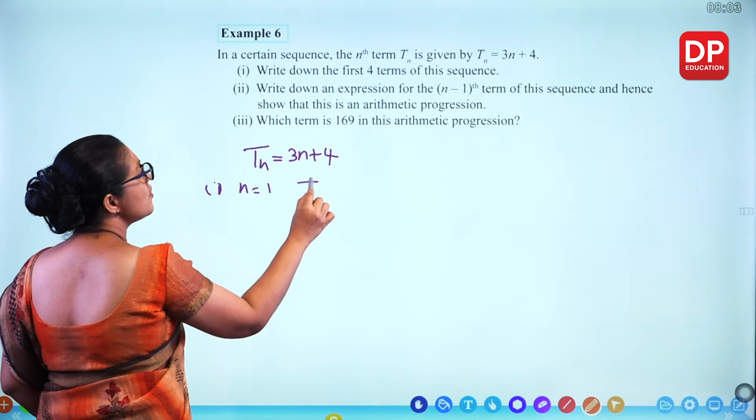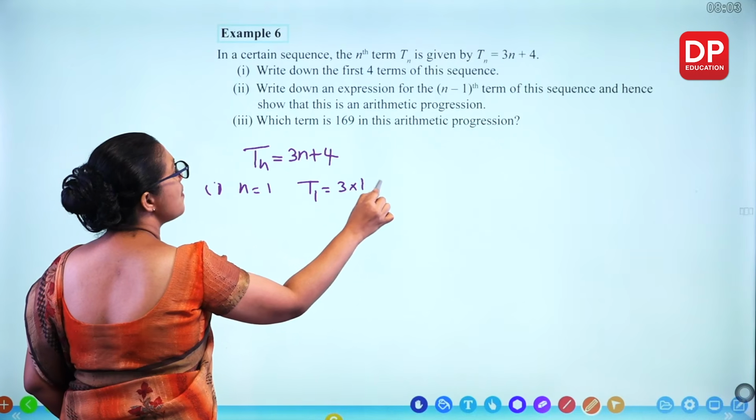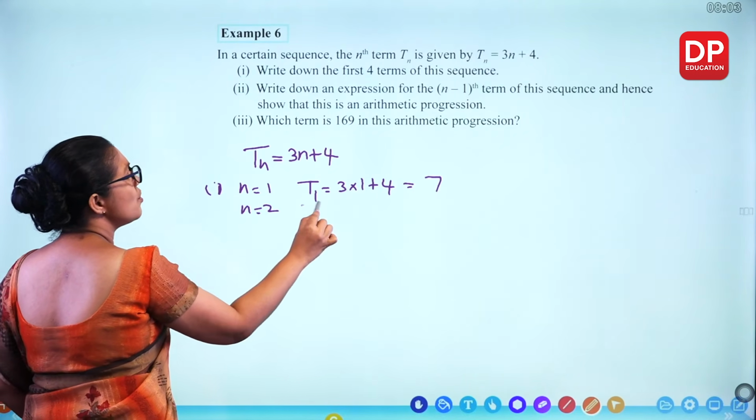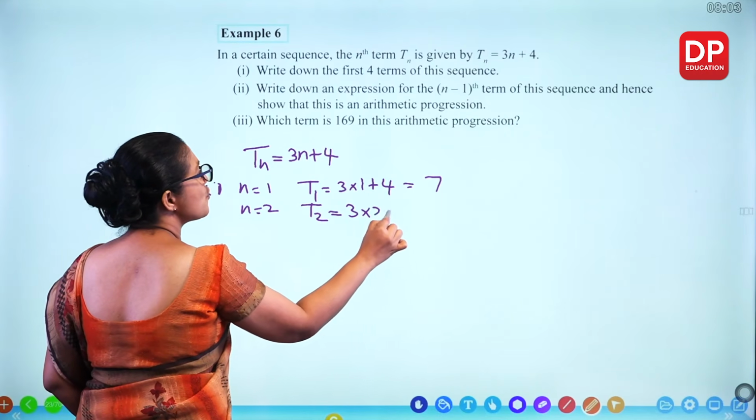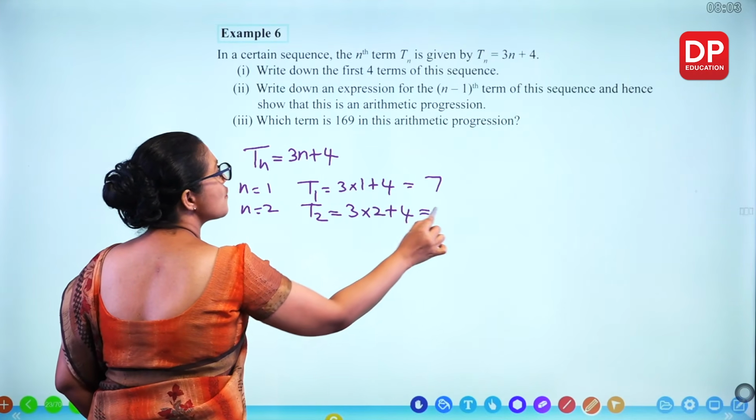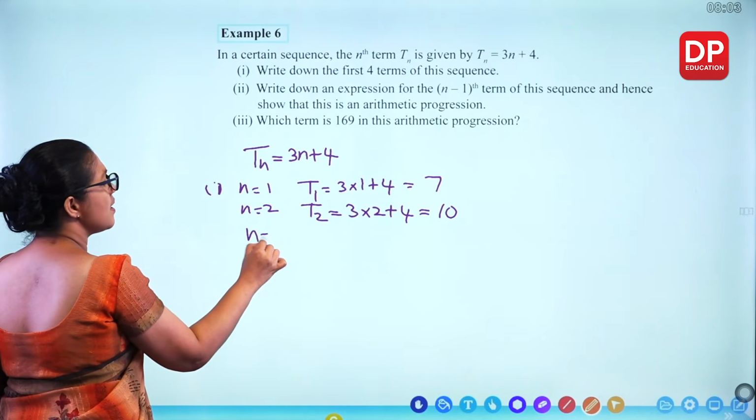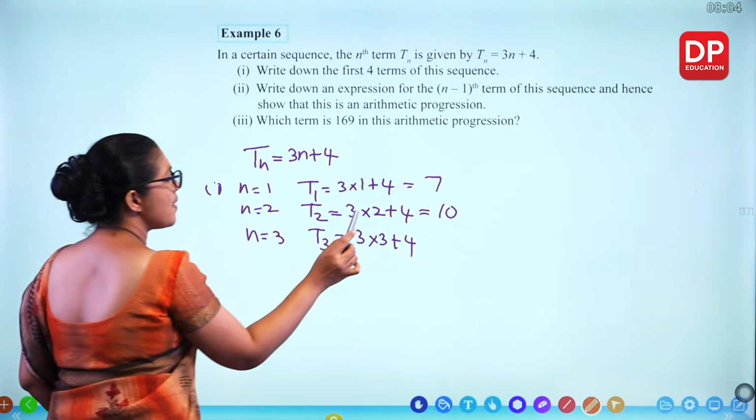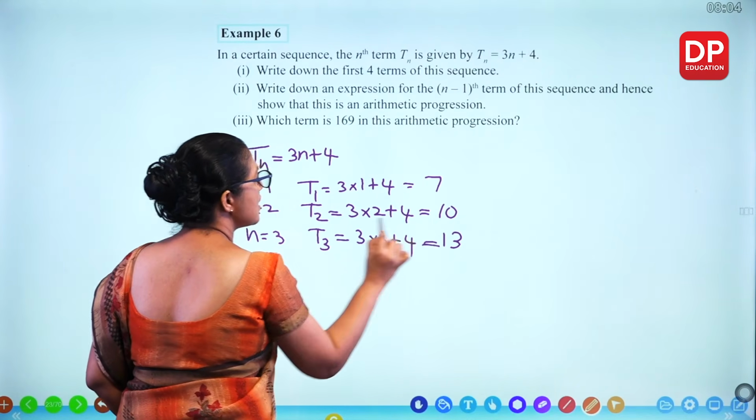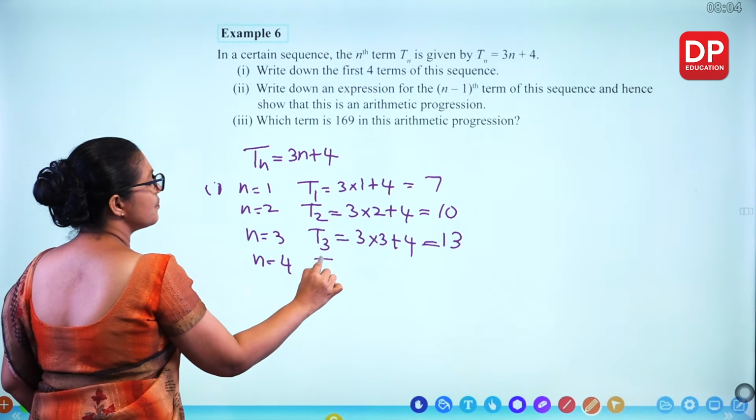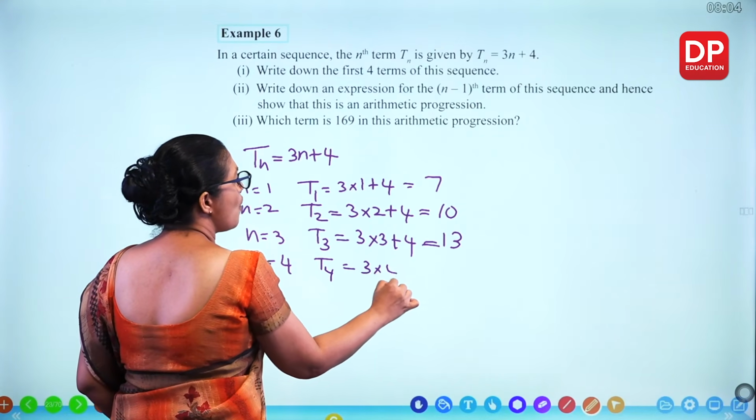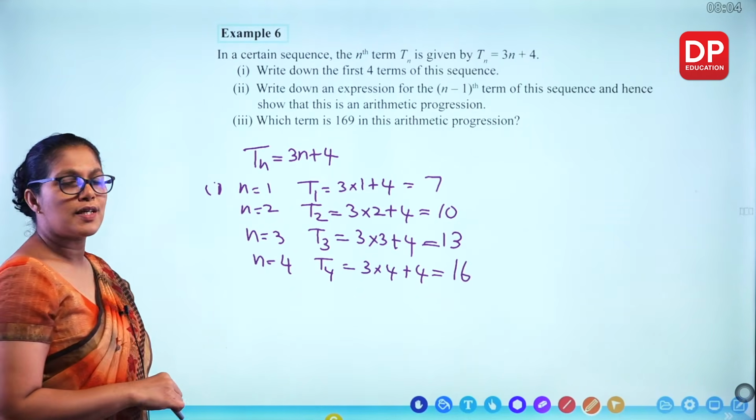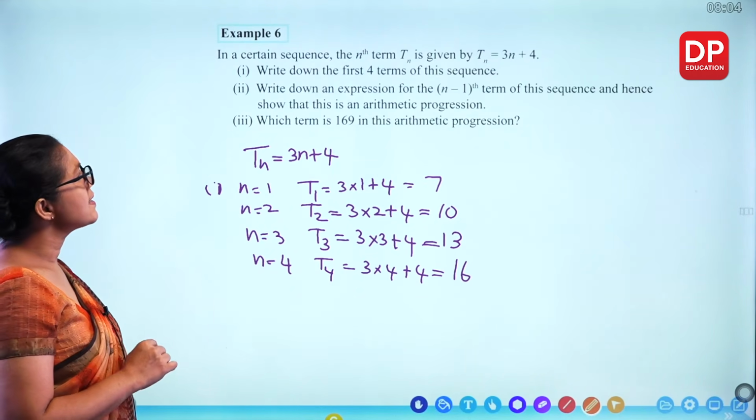Substitute n equals 1, you get the first term: 3 times 1 plus 4, 3 plus 4, 7. N equals 2 gives the second term: 3 times 2 plus 4, 6 plus 4, 10. Third term, T3: 3 times 3 plus 4, 9 plus 4, 13. Fourth term: 3 times 4 plus 4, 12 plus 4, 16. So the first 4 terms are 7, 10, 13, 16.